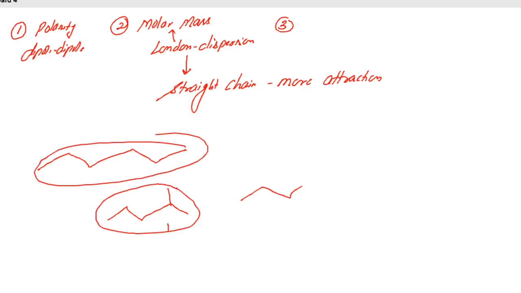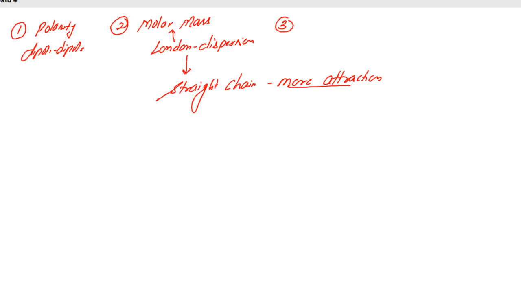And if I make it more branched like this, then it becomes even smaller. So the branching makes it more spherical, and you are going from the elongated form to a more condensed, more spherical form. So the branching reduces the surface area and it also reduces the attraction, right? So straight chain, more attraction, higher melting point, and branching will give you less melting.